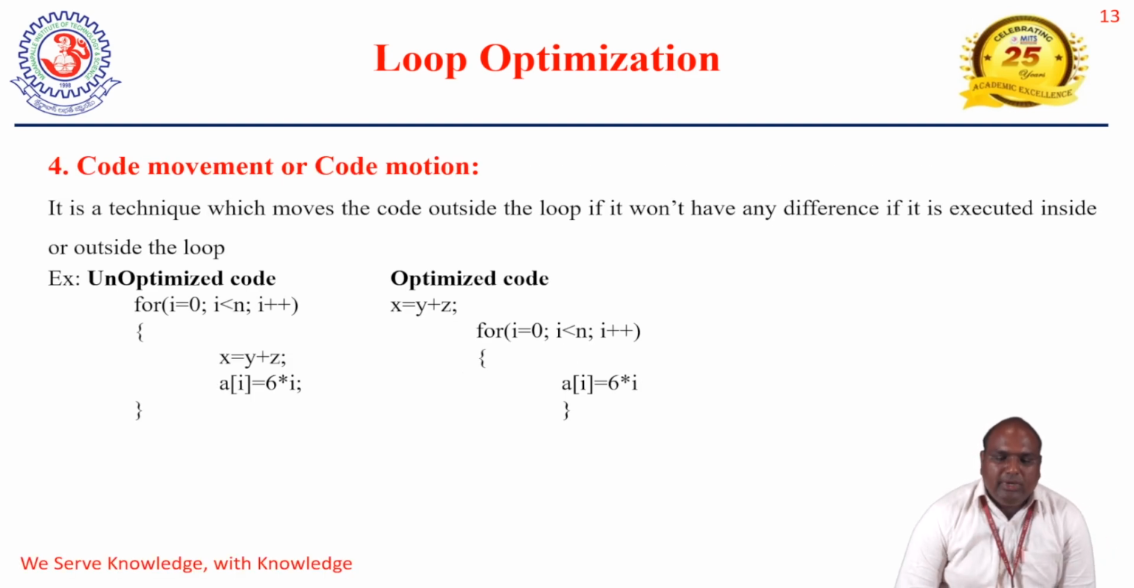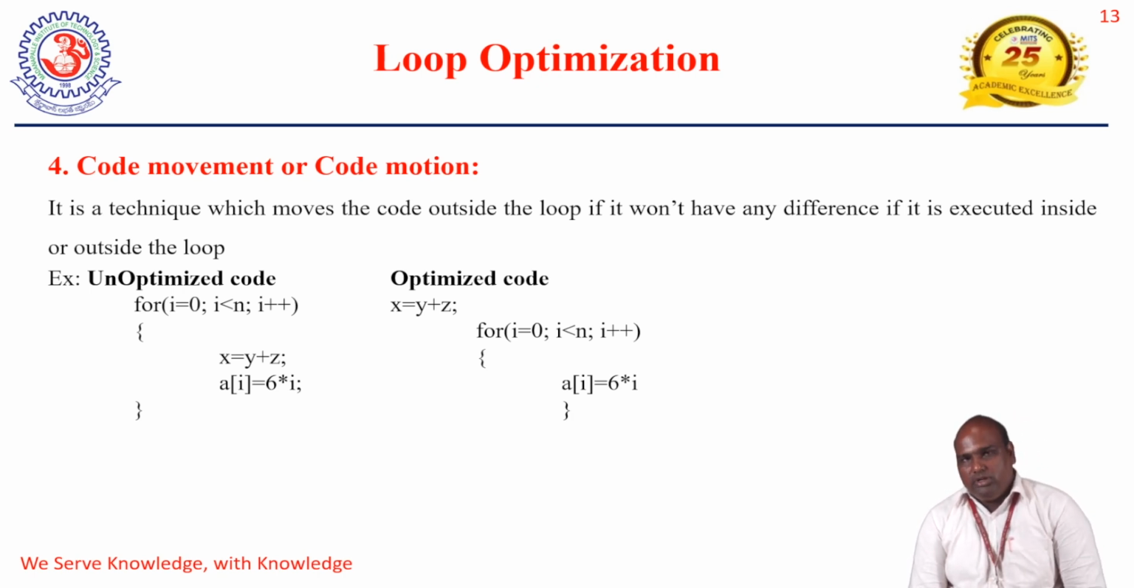Next one is code movement or code motion. This I already discussed in the principal sources of code optimization. Why? Because it is the same. If you do code movement inside the loop, it comes under loop optimization. If you do code movement on basic blocks of the program, that comes under the principal sources of code optimization. Here also I mentioned the same example. If you refer to that one, this is also the same.